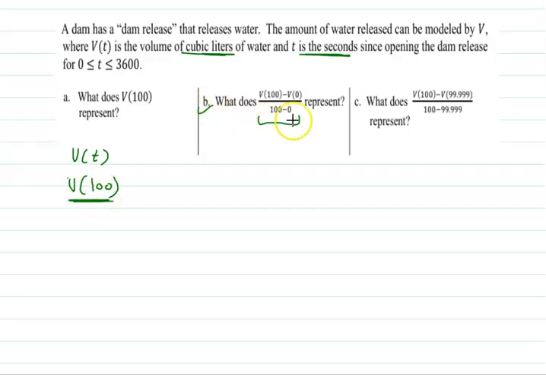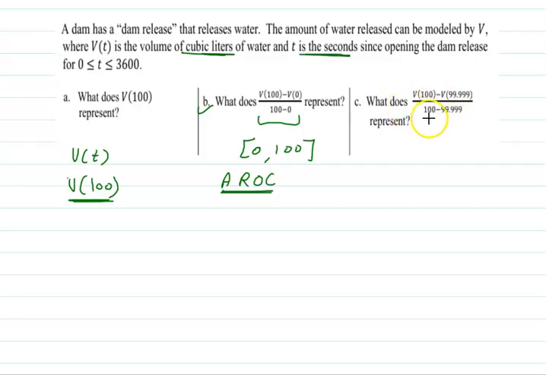For the second part, look at this interval. This interval is 0 to 100, which is a significant interval. It's quite a long interval. That means this would represent the average rate of change of the water released from the dam during the first 100 seconds. So the second part represents the average rate of change, AROC.